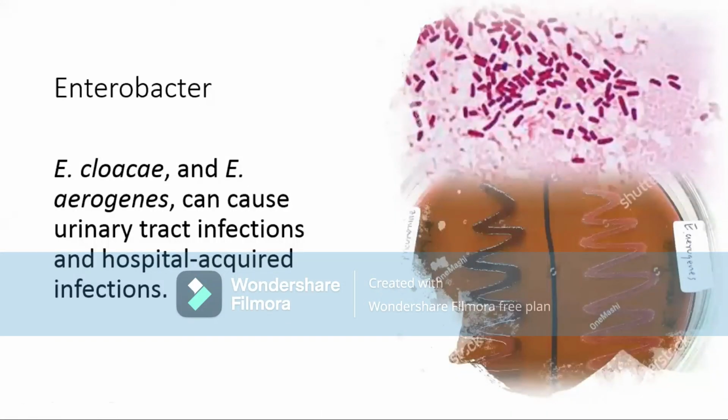So some common species of Enterobacter include Enterobacter cloacae and Enterobacter aerogenes, and they cause UTIs and hospital-acquired infections. They can be easily differentiated from E. coli through the MR-VP IC test.